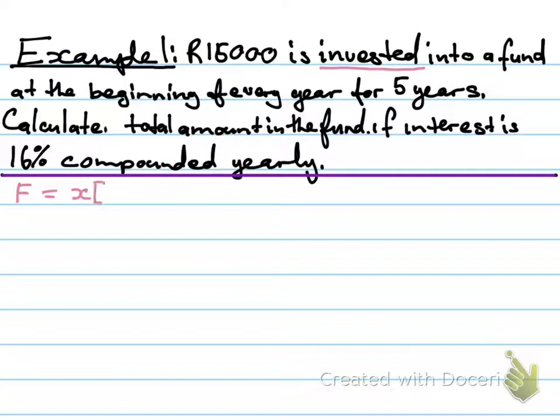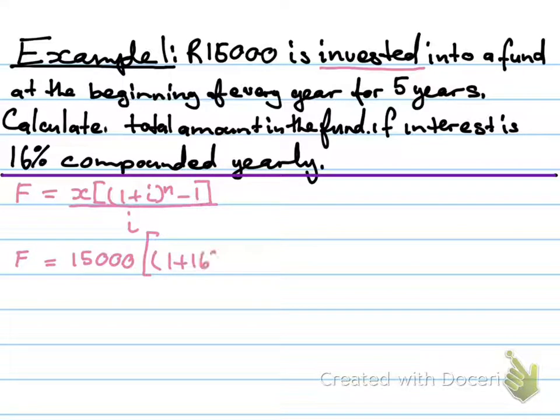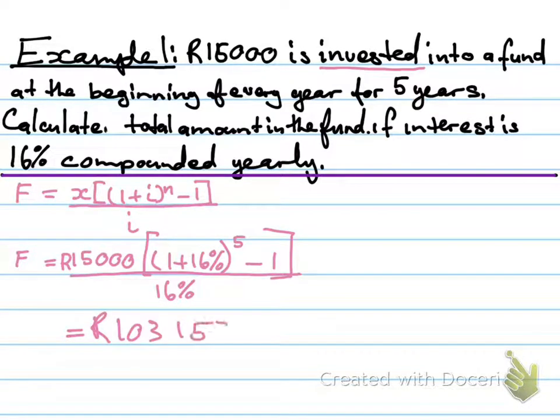So the keyword there is invested. So we know we're going to use the future value formula. So we write the future value formula and we substitute the installment. X is the installment, right? We put X there, and then the percentage is I, N is 5 years, right?